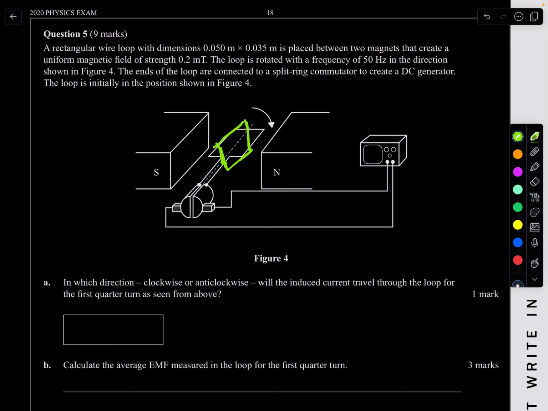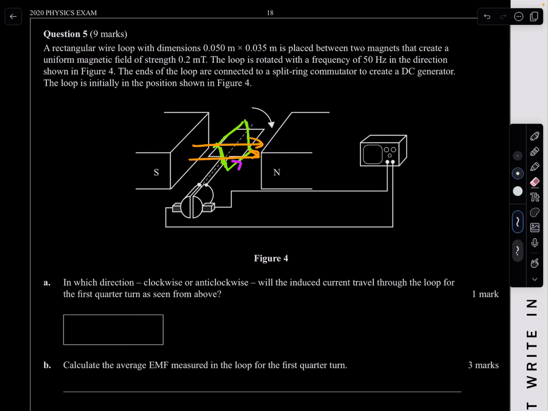So the magnetic field direction is going to be an induced magnetic field in the opposite direction, this way. Now, to know the direction of the current, we use our right-hand grip rule and make sure your thumb goes in the direction of the magnetic field, which is to the right. Your hand should kind of look, if I draw it, like the current is rotating like this.